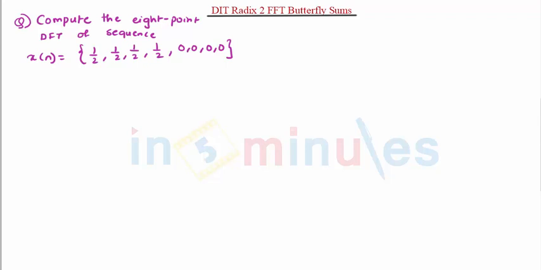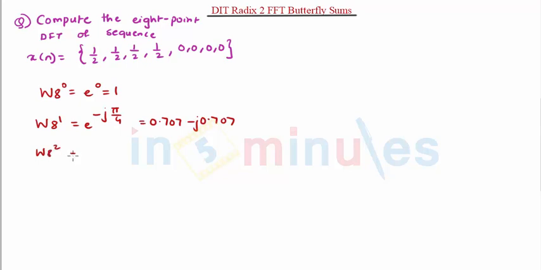But first, let us see the different values of the twiddle factor. W8 raised to 0 is equivalent to e raised to 0, that would come out as 1. W8 raised to 1 is equal to e raised to minus j pi by 4, that is 0.707 minus j 0.707. And W8 raised to 2 is given as e raised to minus j pi by 2, that is minus j. And W8 raised to 3 is equal to minus 0.707 minus j 0.707.